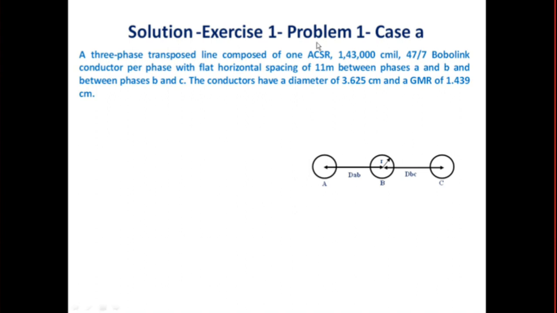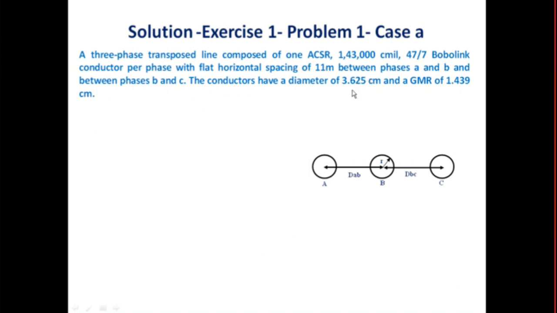So now the first thing to consider is that it is one ACSR conductor, so this conductor is a single conductor. No bundles are there. Second, there is a flat horizontal spacing, so the conductors are arranged in a flat horizontal form. A, B and C are horizontally arranged. The spacing is given as 11 meters between phases A and B. Similarly, phases B and C are also 11 meters apart. So the total spacing between A and C is 11 plus 11, that is 22 meters. Then they have given the diameter of the conductor, which is 3.625 centimeters.